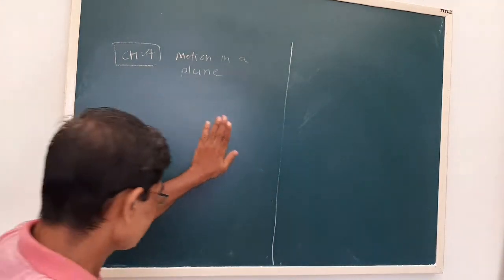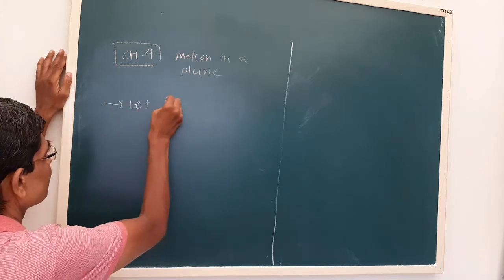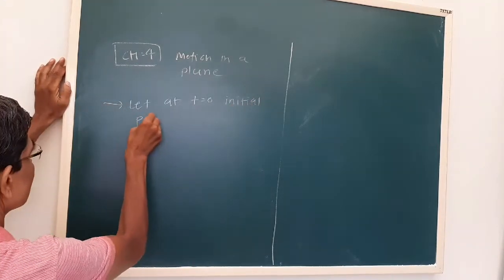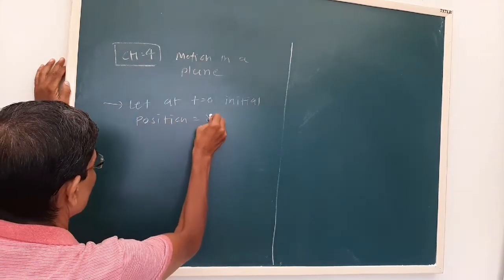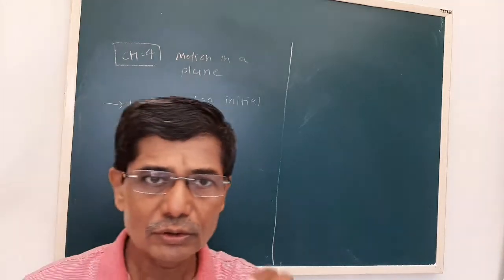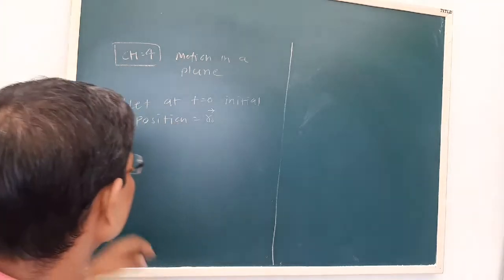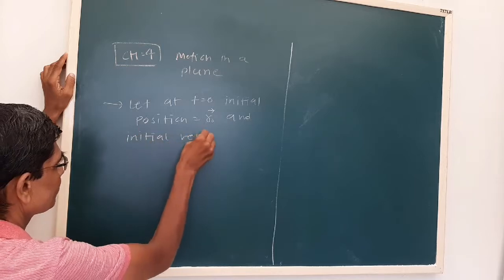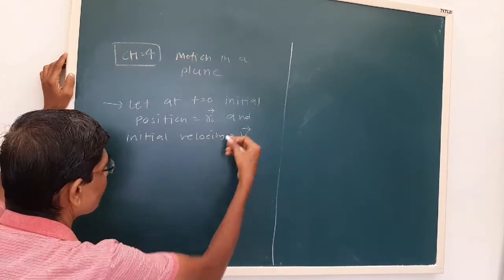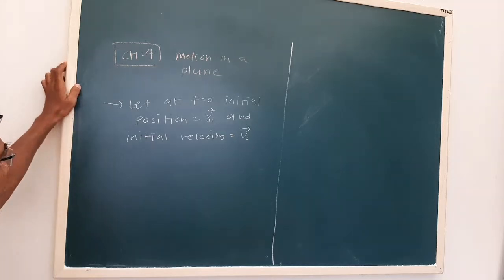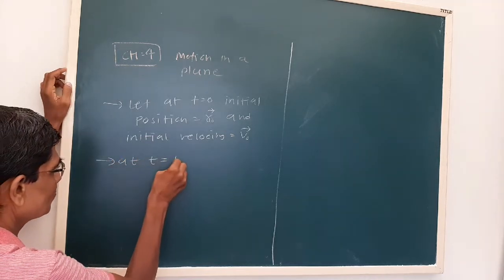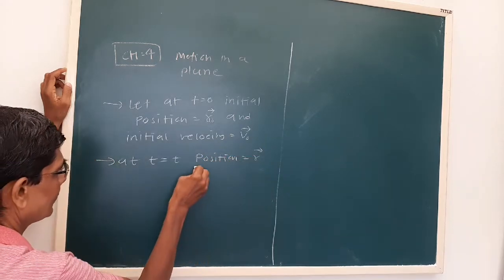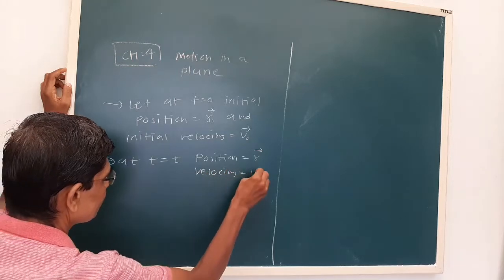So let us say at t is equal to 0, the initial position is r0. What is t is equal to 0? The moment we start observing the motion. And the initial velocity v0. Here we have to represent in vector form. Now at time t is equal to t, position is r and velocity is v.